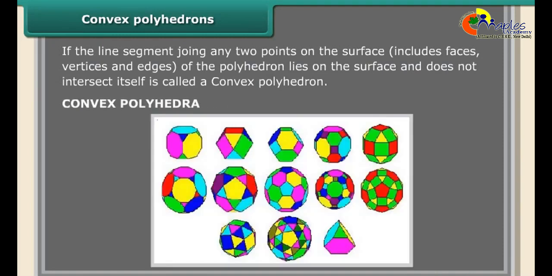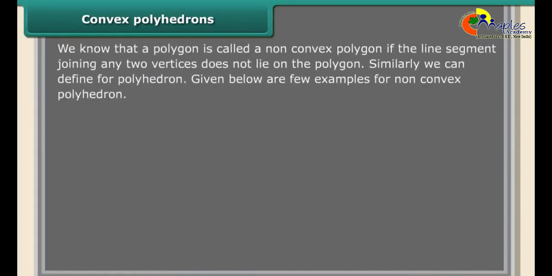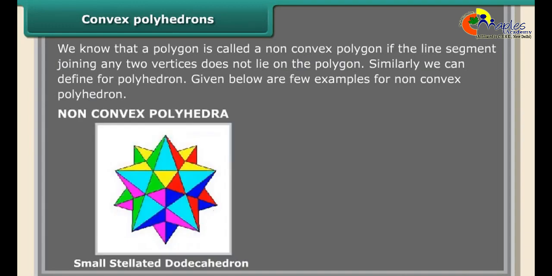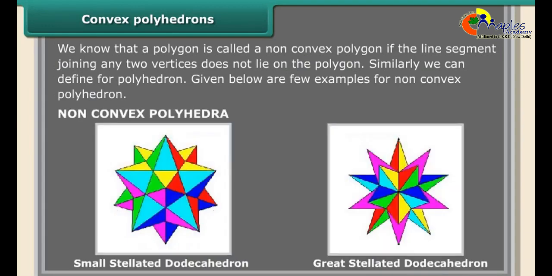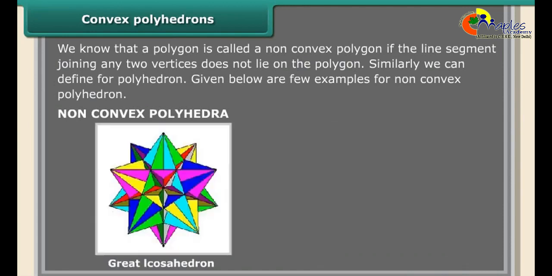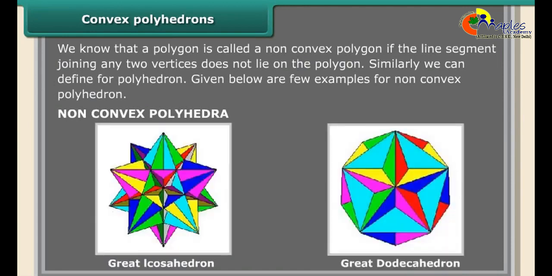Convex polyhedra: we know that a polygon is called a non-convex polygon if the line segment joining any 2 vertices does not lie on the polygon. Similarly, we can define polyhedron. Given below are few examples for non-convex polyhedron. Non-convex polyhedra: small stellated dodecahedron, great stellated dodecahedron, great icosahedron, great dodecahedron.